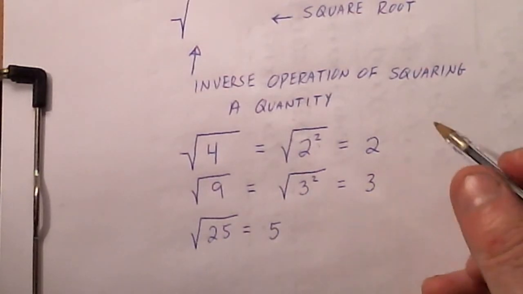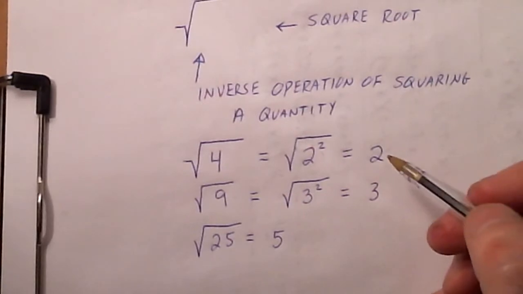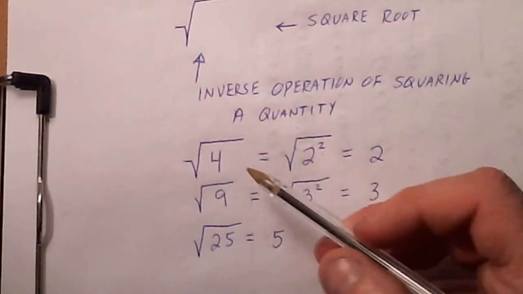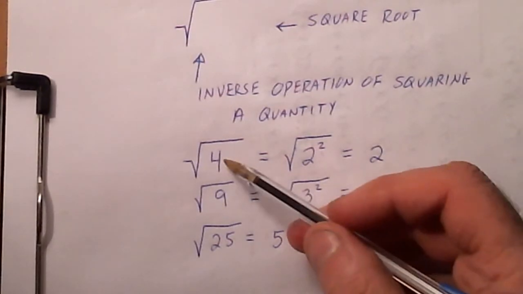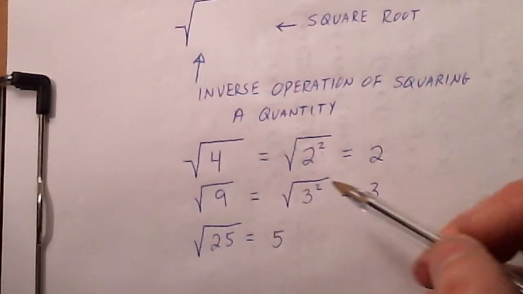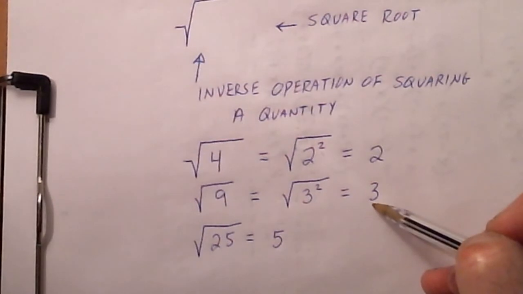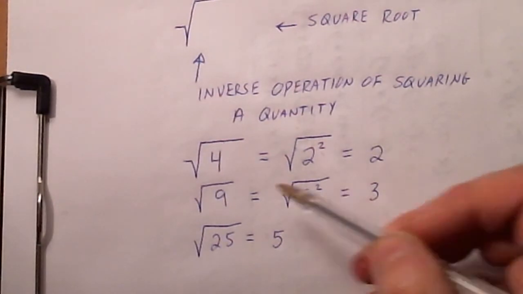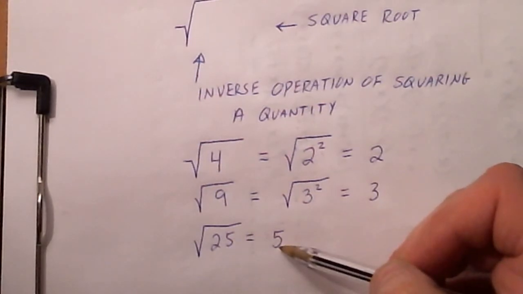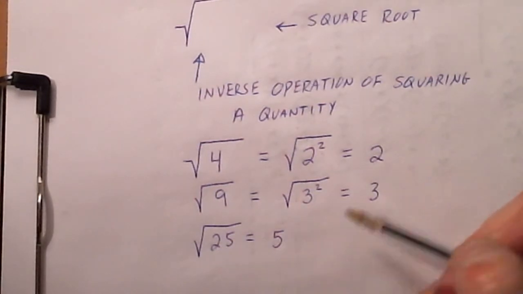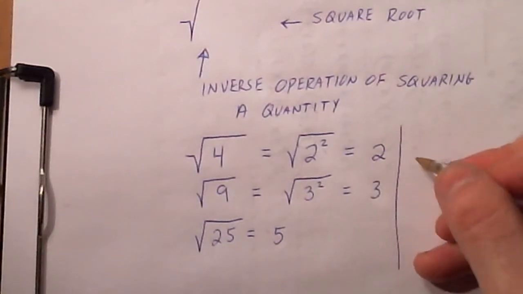Here's another way to check your square root simplification when you get done. The square root of 4 is 2. Why? Because if you take 2 and square it, you get back 4. The square root of 9 simplifies down to 3. Why? Because if you take 3 and square it, you get back 9. The square root of 25 is 5. Why? Because 5 squared would give you back 25. So this is how the square roots work.